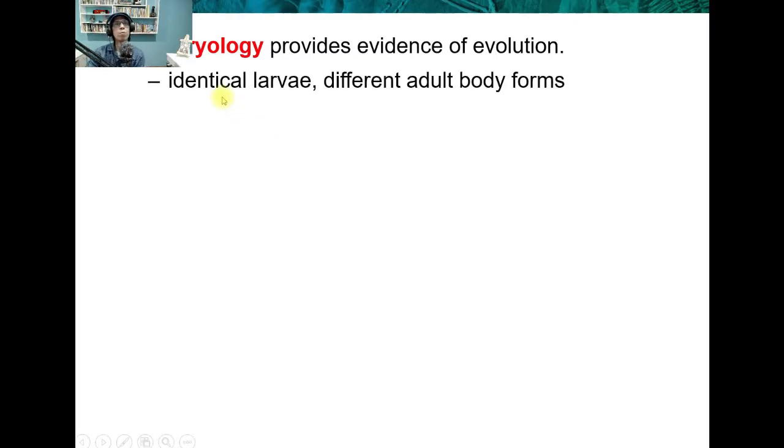Another evidence of evolution is embryology. Embryology is the study of the developmental stages of living organisms. So according to evolutionists, embryology can provide evidence for evolution. How does it work? Number 1, identical larvae, different adult body forms. A larva is a life stage of certain organisms like the mosquito, which has a larval stage. Frogs have larval stages, and so do other forms of insects.